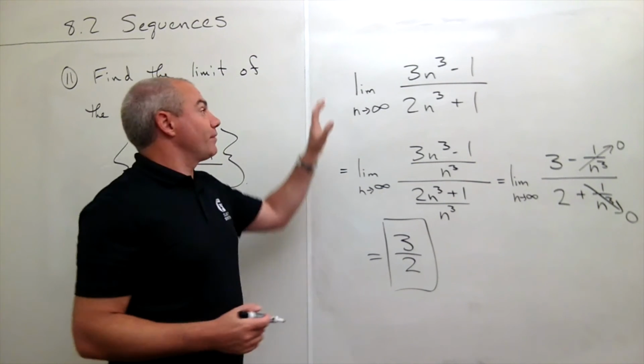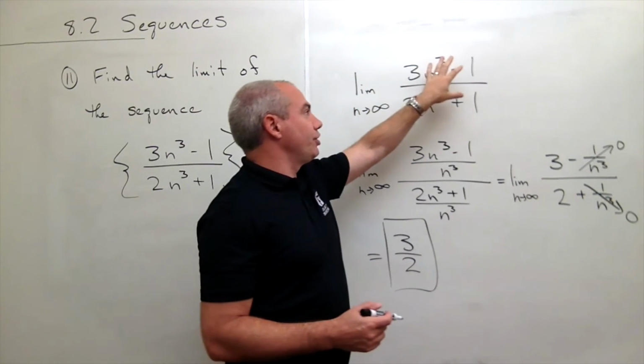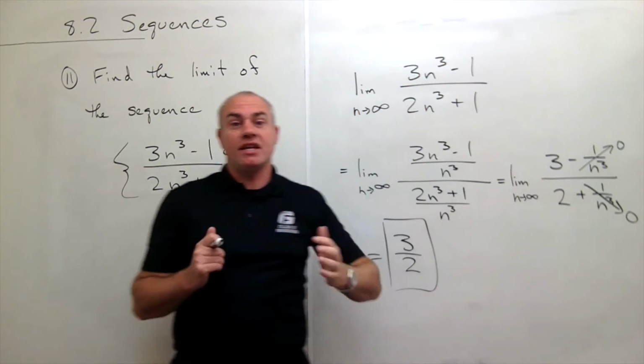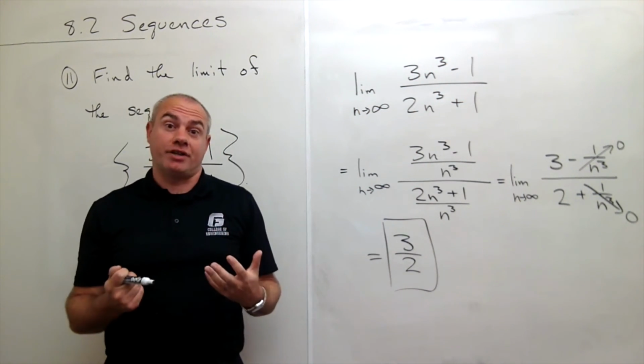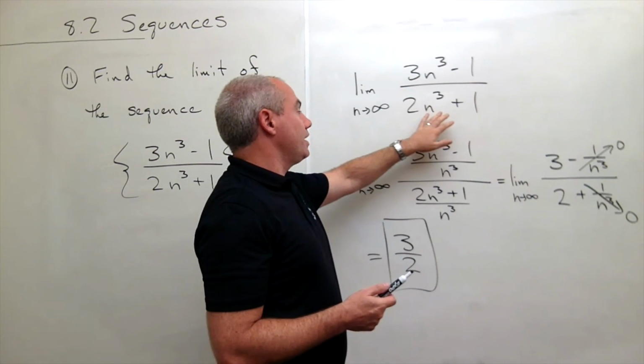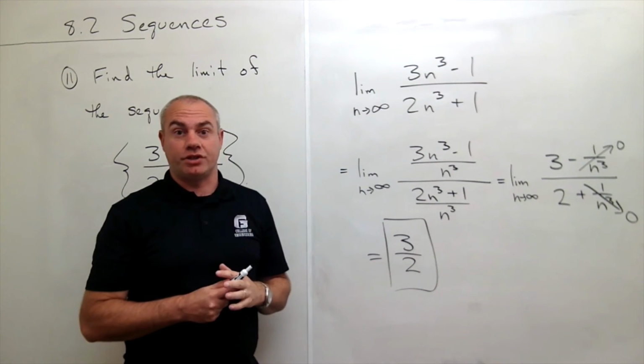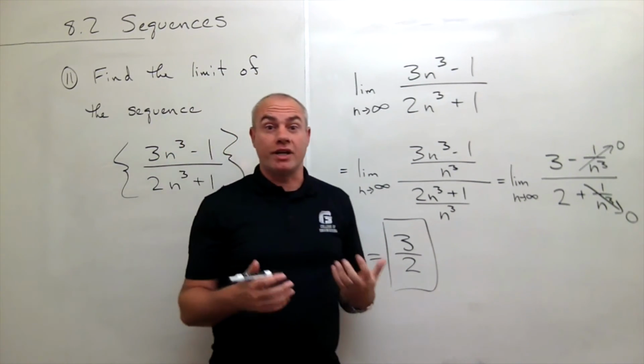What's the short way? If we remember that when we're taking the limit of a rational function, now a sequence is a function. It's a function, though, where only the integer values of n are plugged in to that function. But we can still treat it as a function.